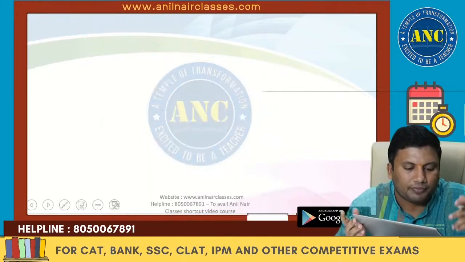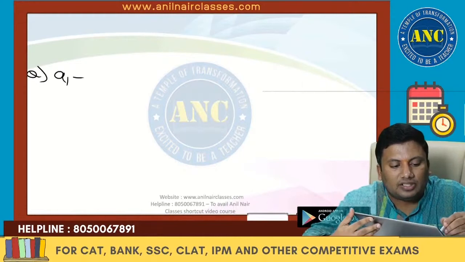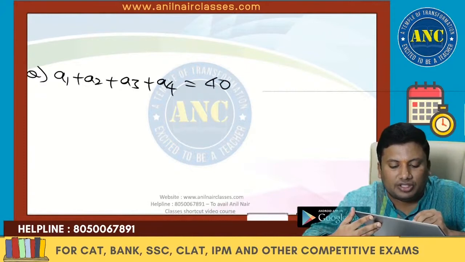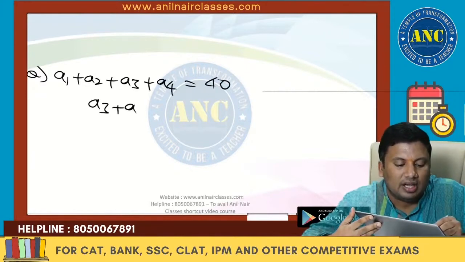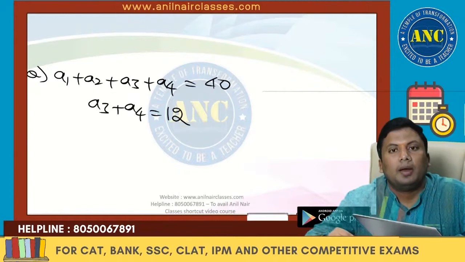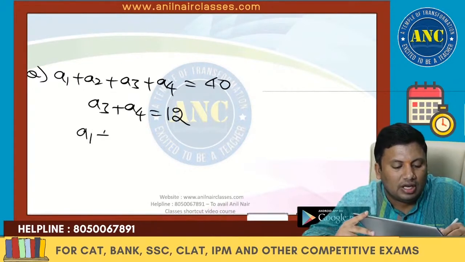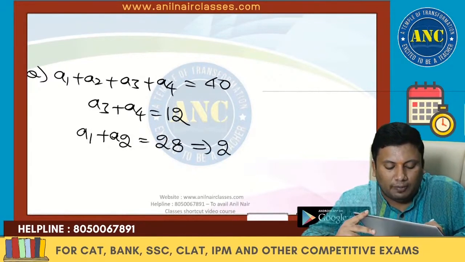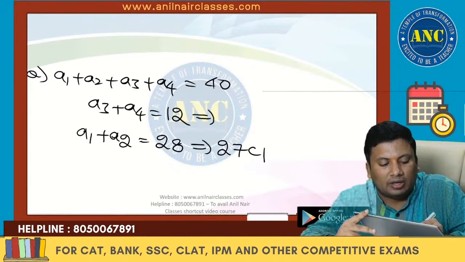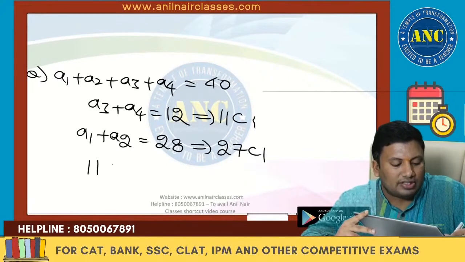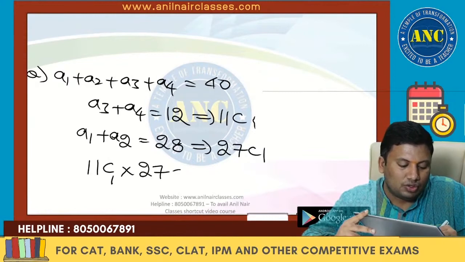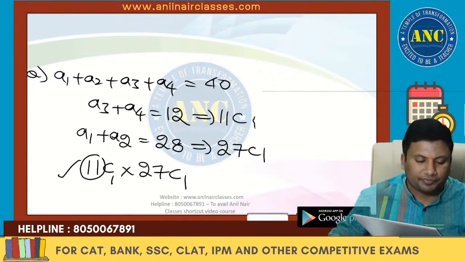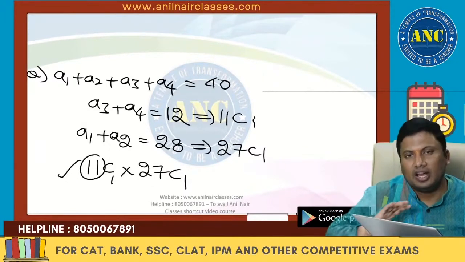Next question. A1 plus A2 plus A3 plus A4 is 40. Please drop your pen, say this answer. A3 plus A4 is 12. Make the variables independent of each other. So A1 plus A2 is nothing but 28, which is 27C1. A3 plus A4 is nothing but 11C1. So the answer is 11C1 into 27C1. 11 is a prime number, so the answer should be divisible by 11. I hope it is clear.